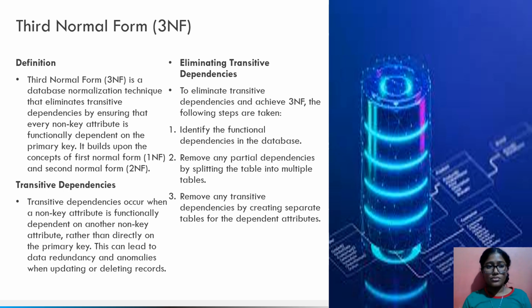So to eliminate the transitive dependencies in the record, we must follow the following steps. That is, identify the functional dependencies in the database, remove any partial dependencies by splitting the table into multiple tables, and remove any transitive dependencies by creating a separate table for the dependent attributes.